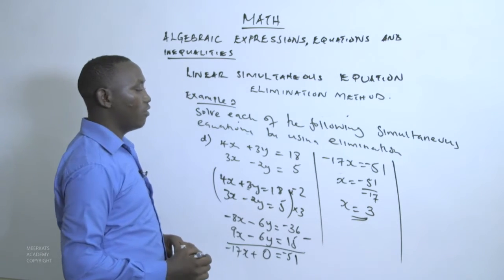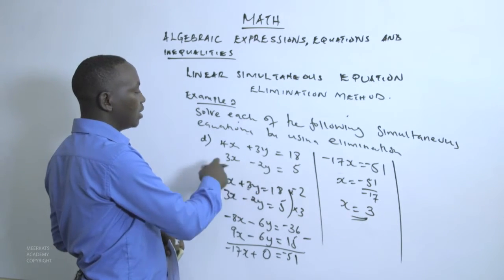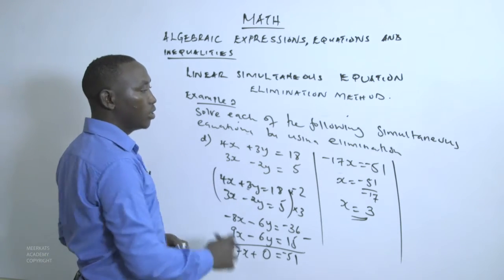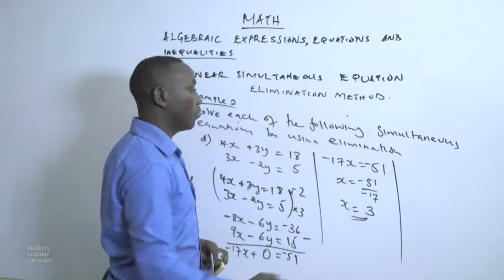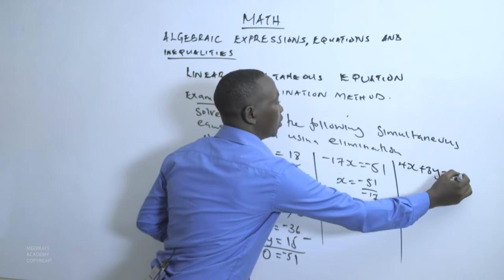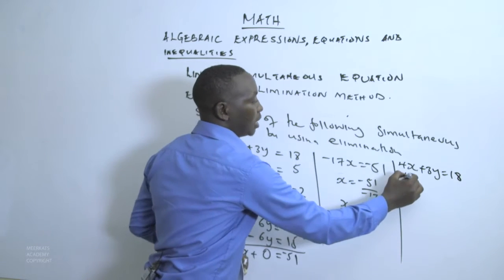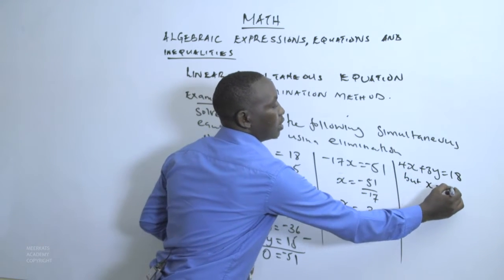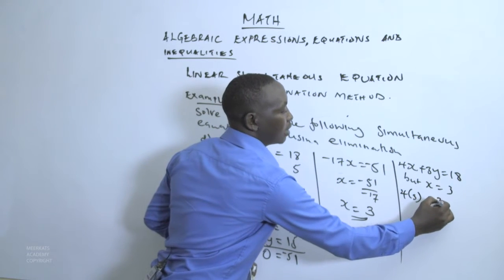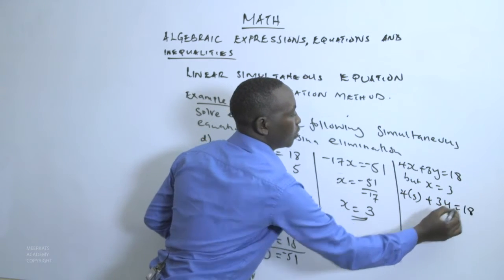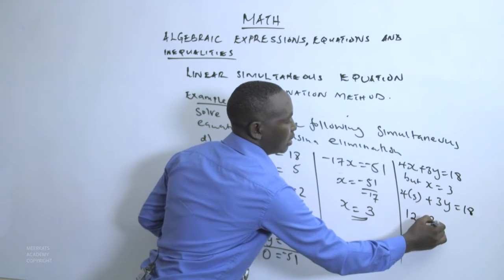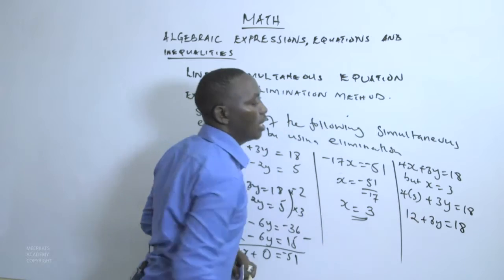After getting the value of x, we substitute that value of x in either of the two equations to get the value of y. So let us substitute in the first equation, which was 4x plus 3y is equal to 18. But x is equal to 3. So this will be 4 multiplied by 3 plus 3y is equal to 18. This will give us 12 plus 3y is equal to 18.